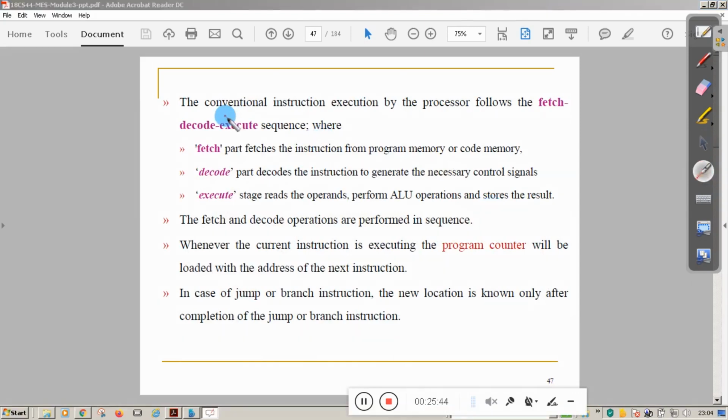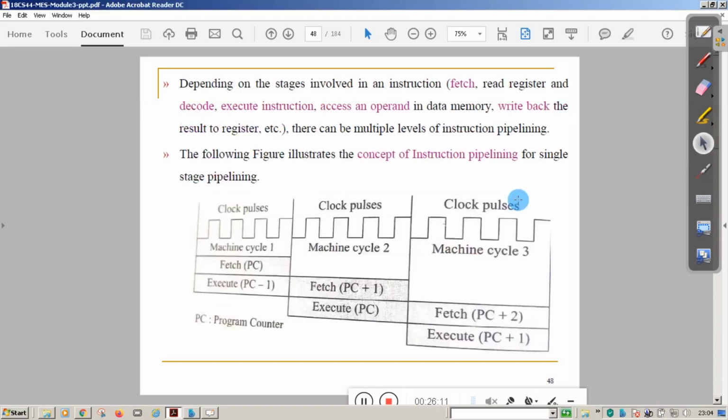We need to understand here that conventional instruction execution by the processor follows fetch, decode and execute. Fetch means this part will fetch the instruction from the program memory or code memory. Decode means it will analyze the instructions and send the necessary control signals to the various functional units. The execute stage reads the operands, performs the ALU related operations and stores the result. In order to improve the performance, the ARM RISC processor makes use of a pipeline. Pipeline will improve the performance.